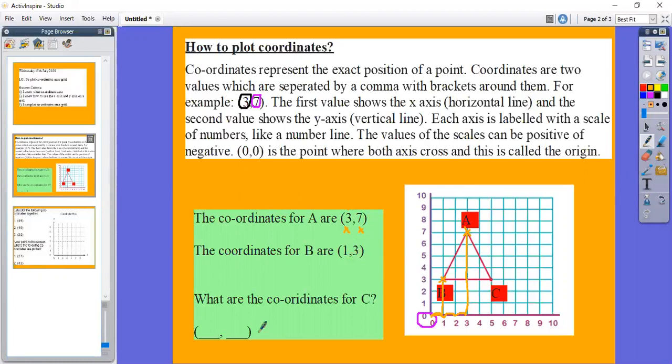Now, can you work out what the coordinates are for C over here? I'm counting across my x-axis. 1, 2, 3, 4, 5. Which means my first number will be 5. And then I'm going up. 1, 2, 3. So my coordinates for C are 5, 3.